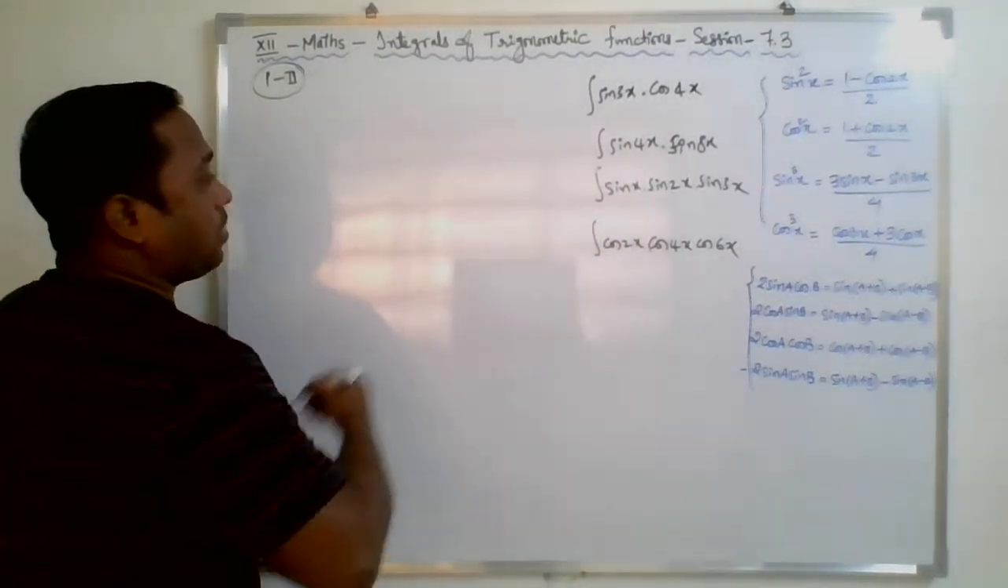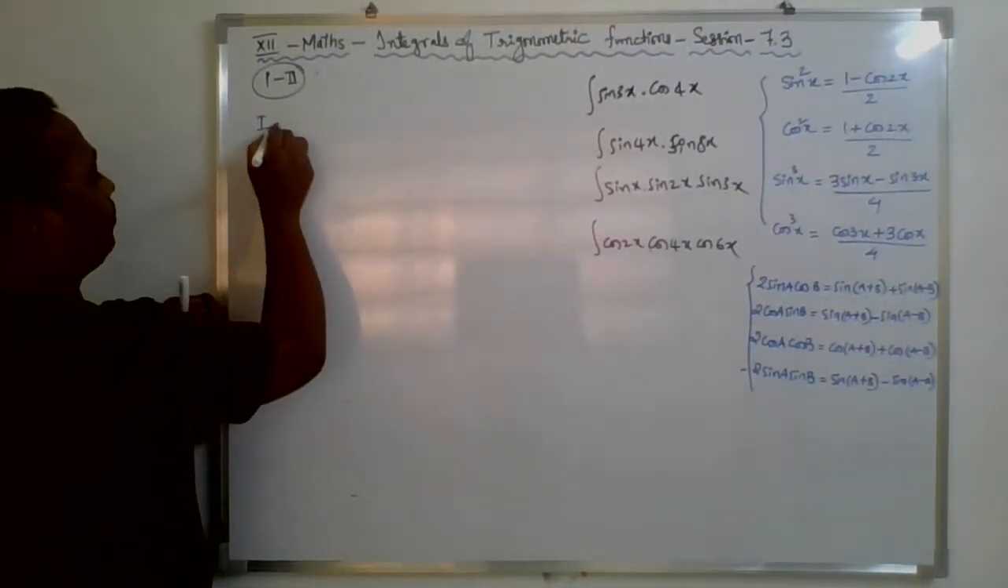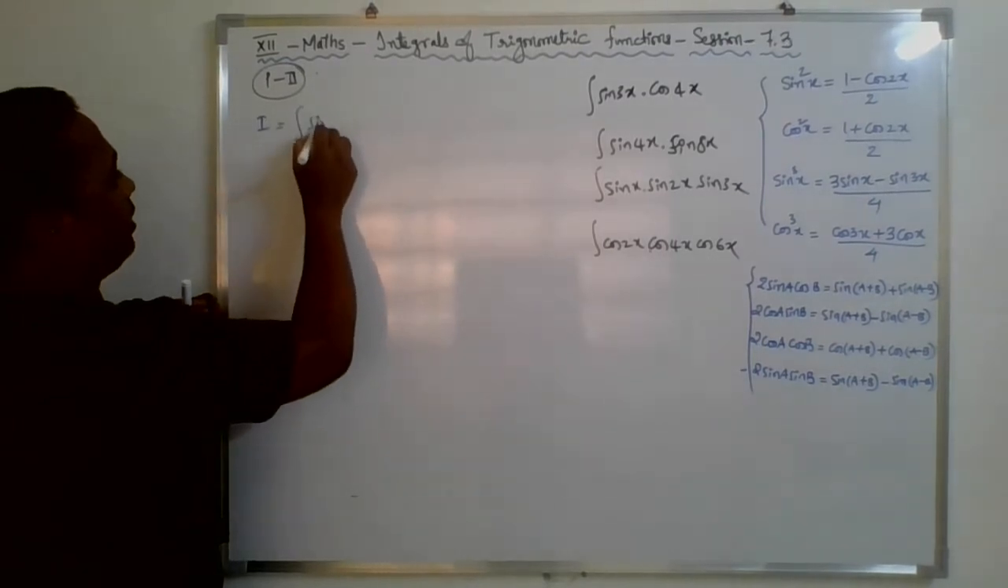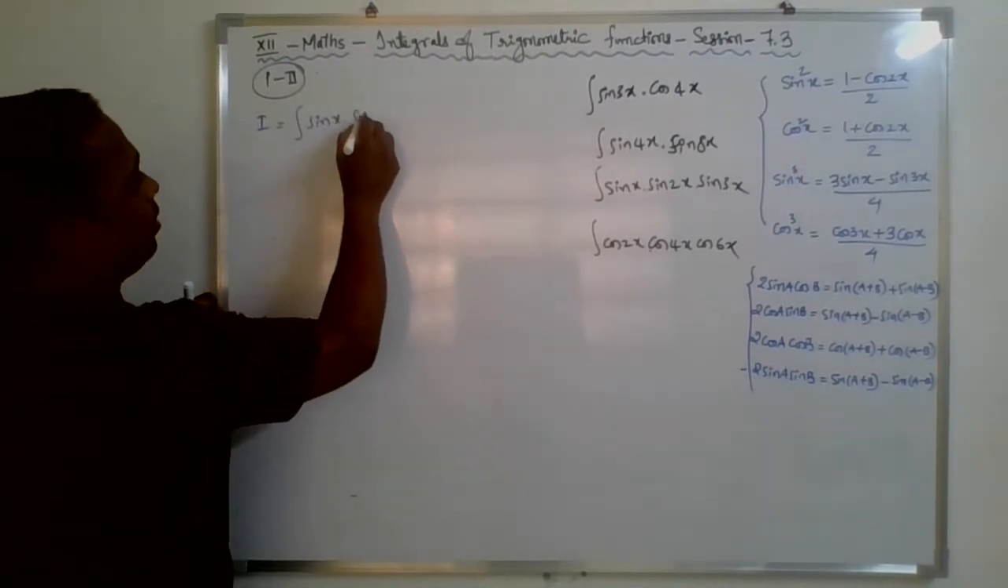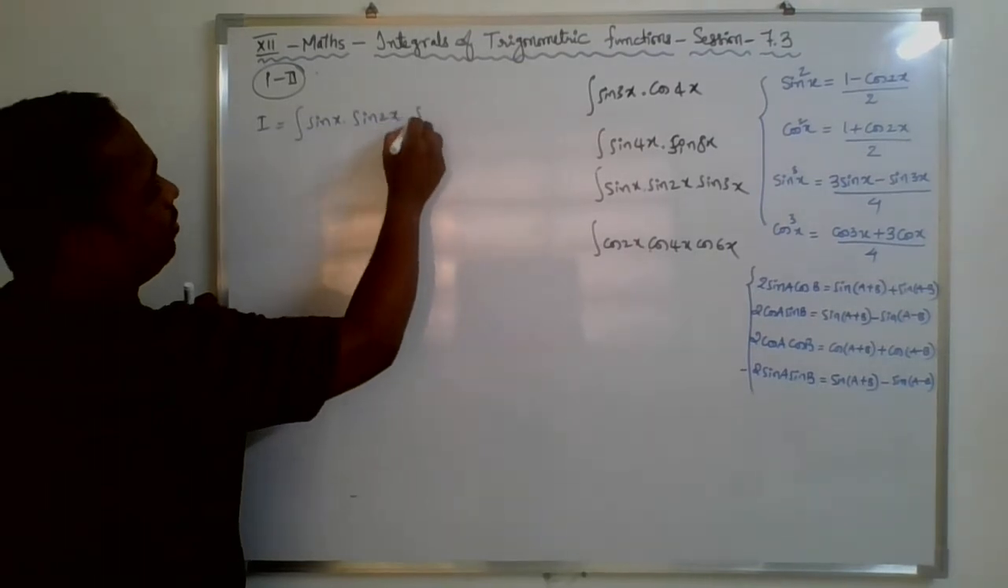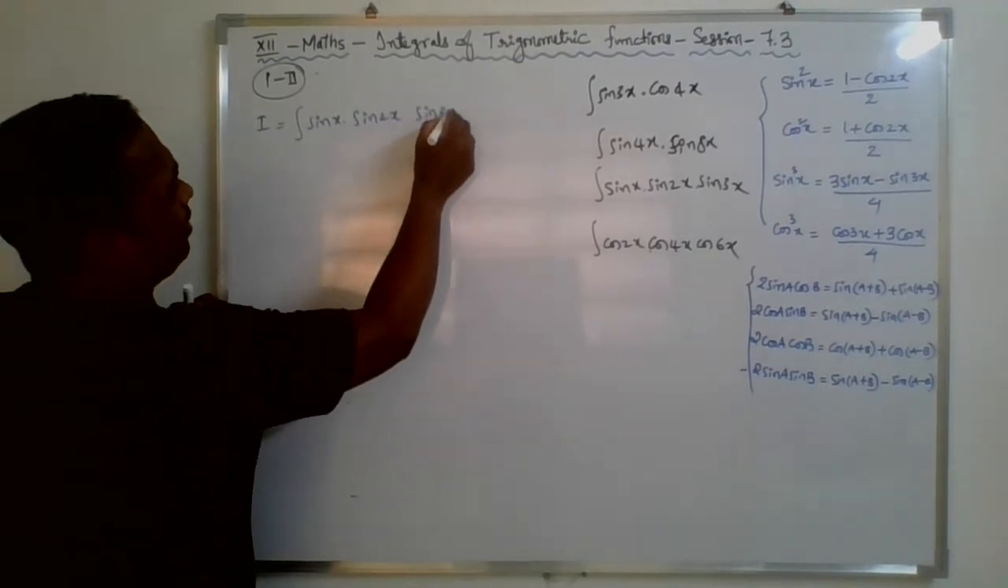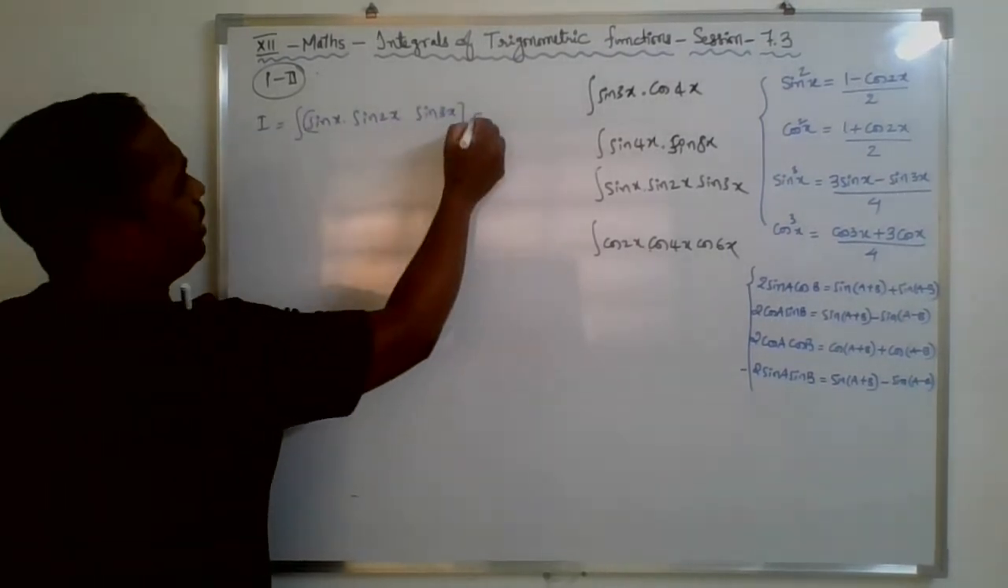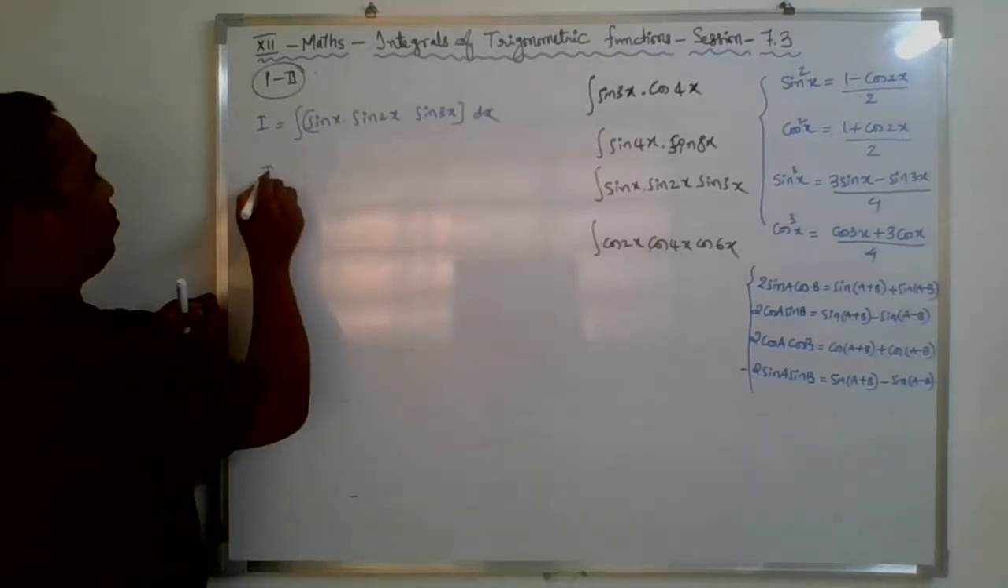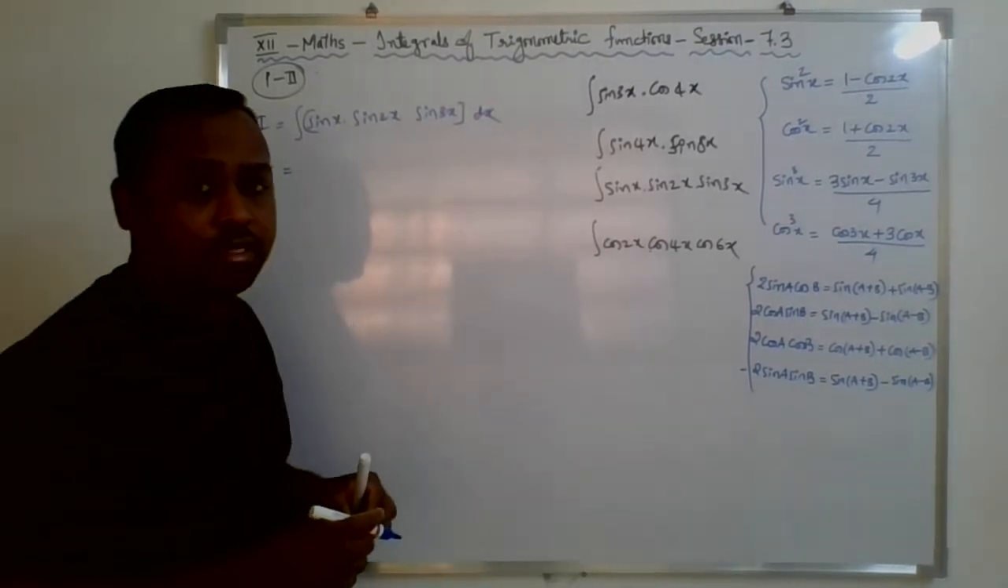What is this? Sin x into sin 2x into sin 3x dx. So if you go with this, what you will see?